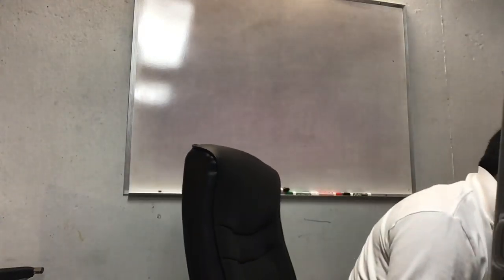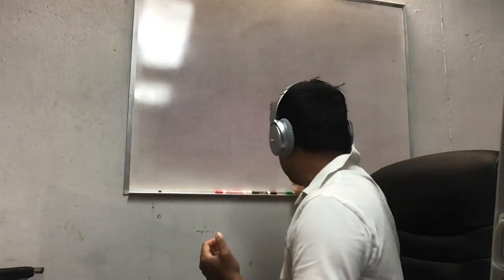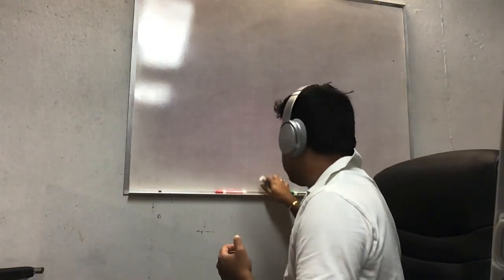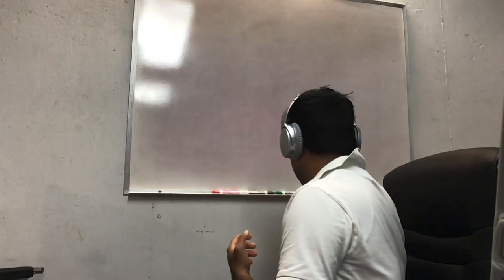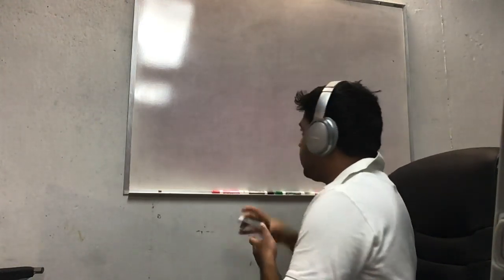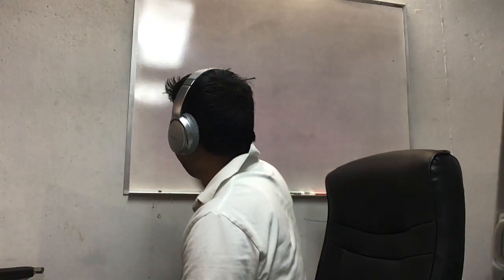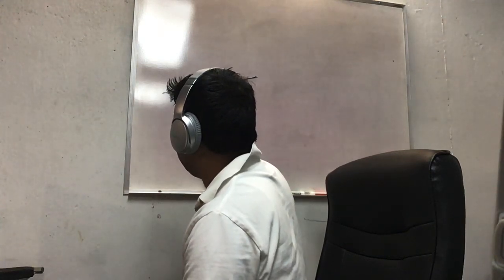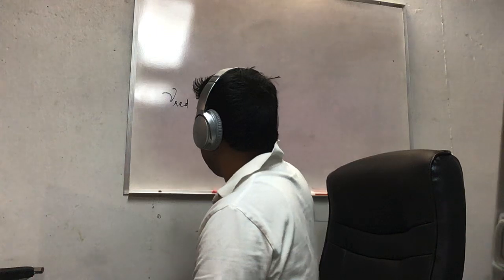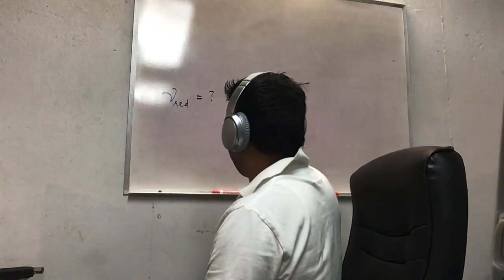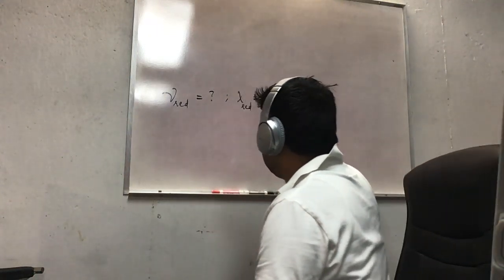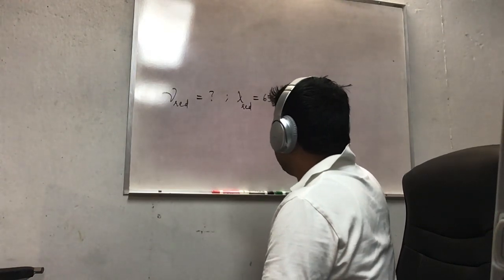Okay. So we're going to start with light behavior as a wave. The first question, I want you to try. What is the frequency of the red light if the wavelength of the red light is 656.3 nanometers?